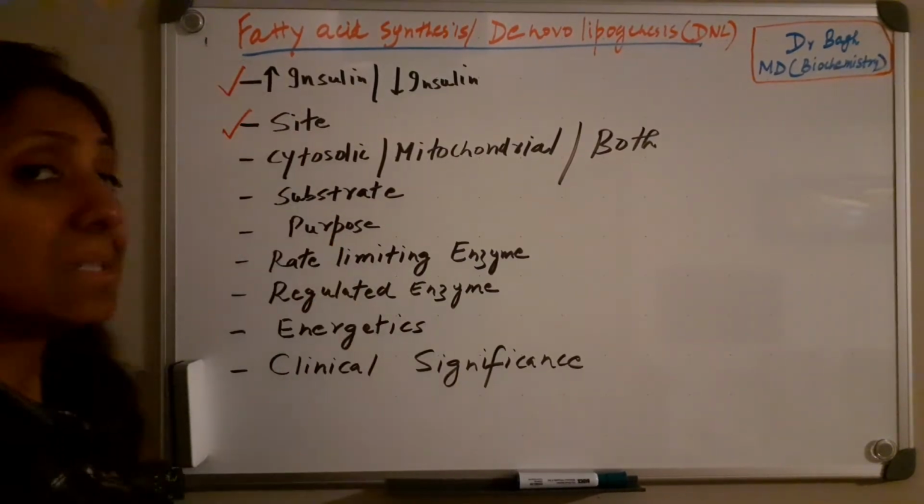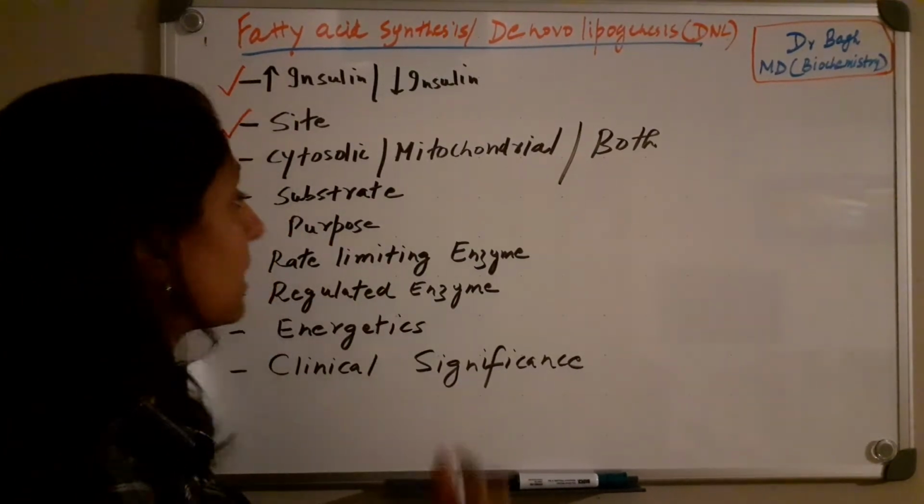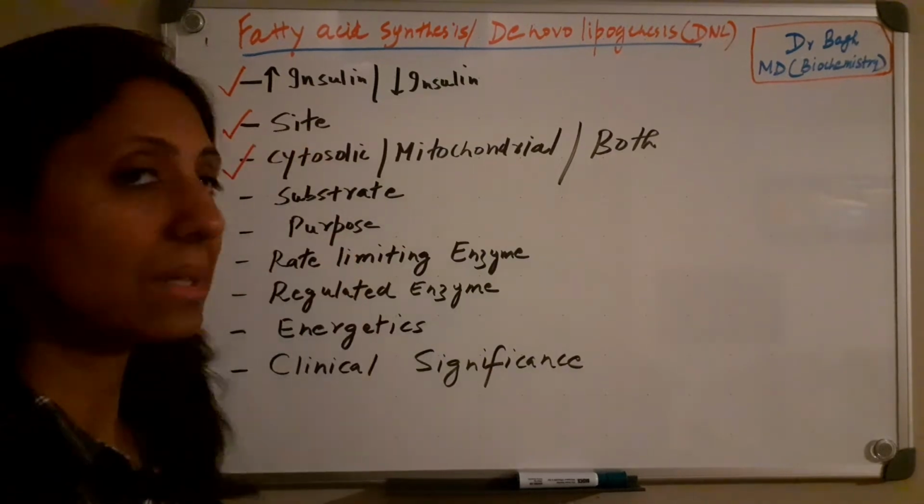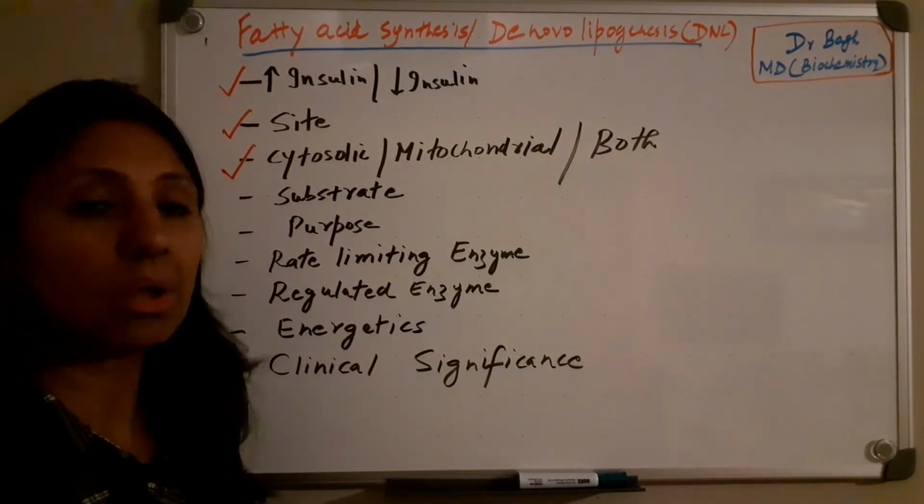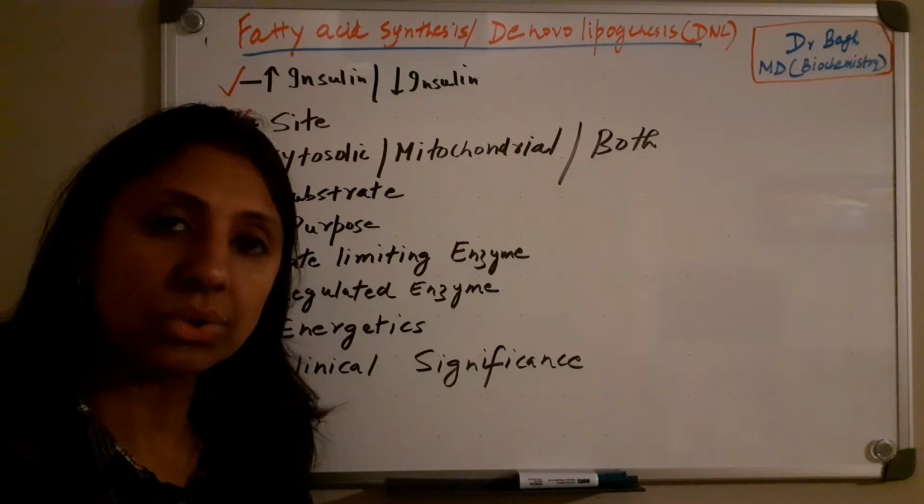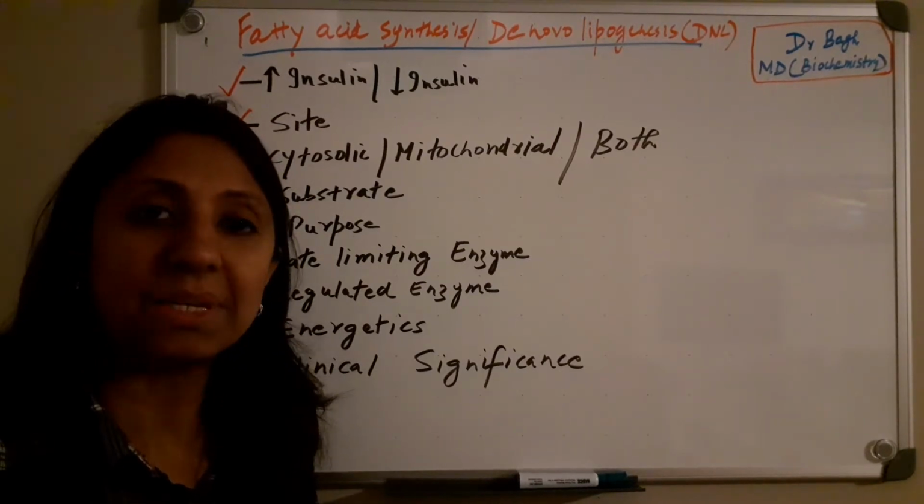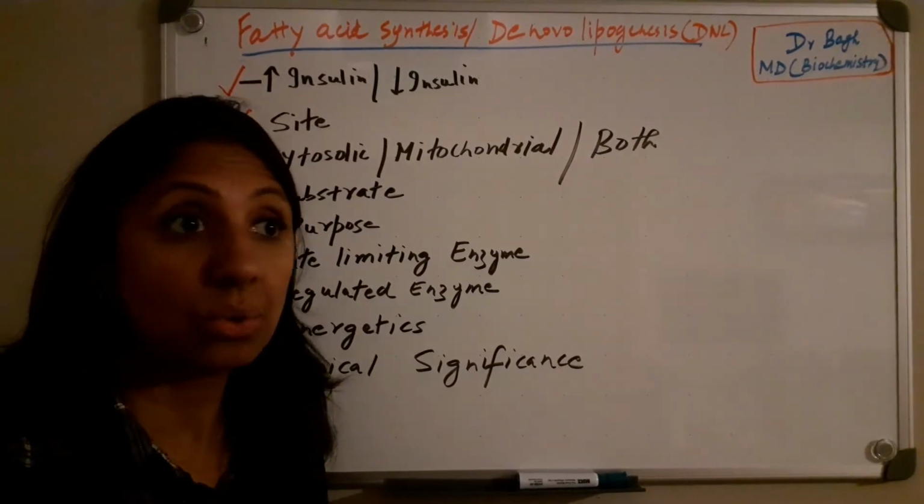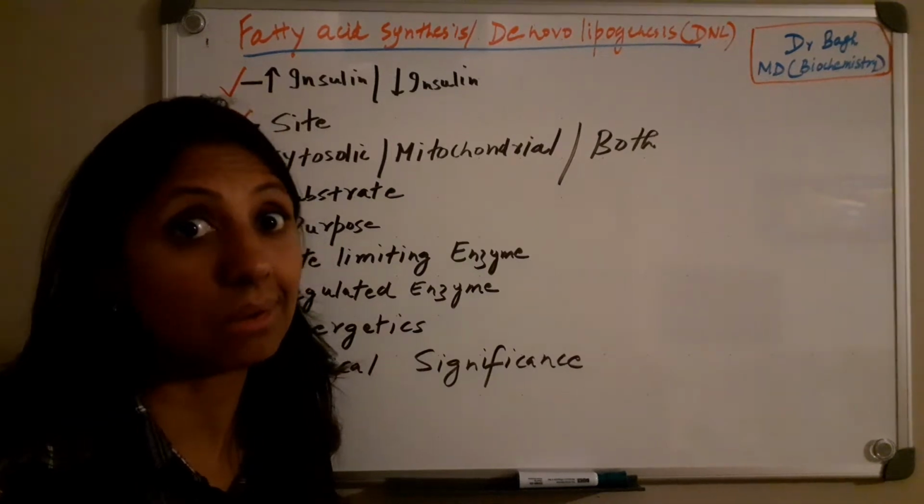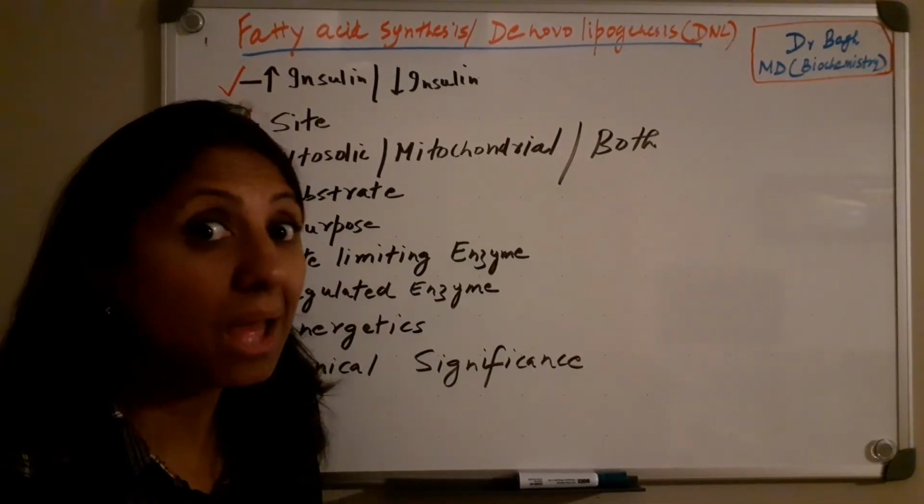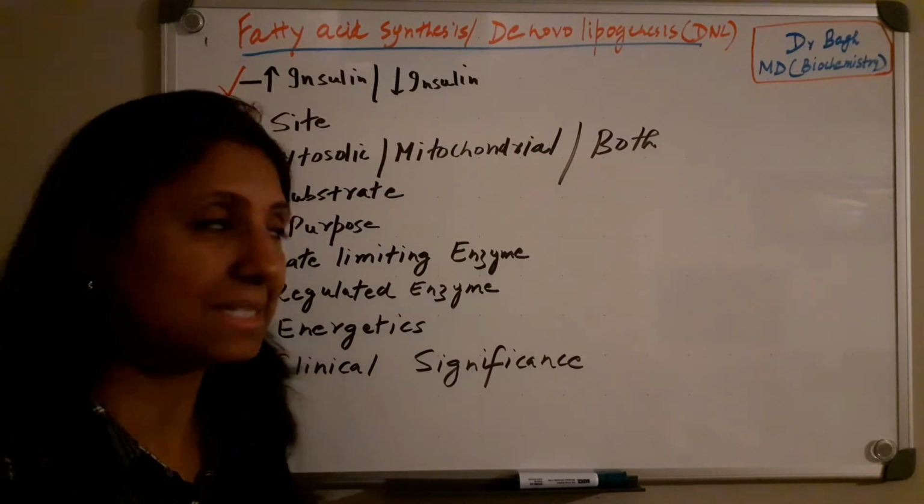And you should know what's the site of the pathway. Once you know the site, you should know whether the pathway is cytosolic, mitochondrial, or both. Why is this important to know? Because mature RBCs lack mitochondria. So you must know which pathways in your body are the ones which are not happening in your mature RBC.